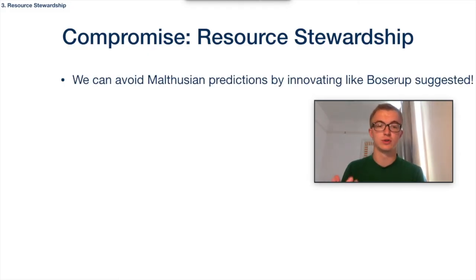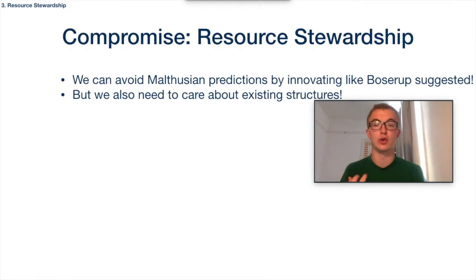Then we have this compromise, and this is probably where we're operating right now, and that's in terms of resource stewardship. Okay, and the idea is that we can avoid some of those predictions that Mr. Malthus provided us with. He was saying that we're going to reach that capacity by innovating. So that would be falling under her kind of optimistic view. But at the same time, the stewardship part of things means that we have to be good caretakers. We need to look at the existing structures and how we're operating right now in order to preserve, as well as we possibly can, what we have on Earth right now.